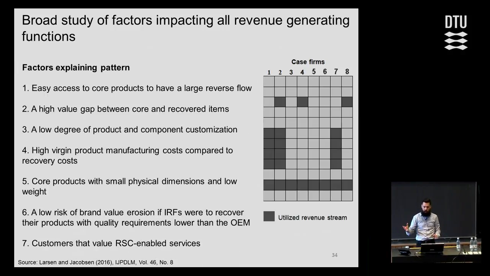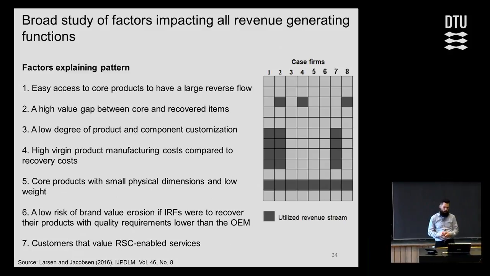I did a whole lot of interviews with these firms, and through this process we find out what the factors explaining this pattern are. These 7 factors are the characteristics of the firm that is most likely to utilize some of these 12 revenue streams. The firm has easy access to core products and a large reverse flow, and a high value gap between core and recovered products, which means that they pay a very little price for reacquiring a core product, and the value after recovery is pretty high. They have a low degree of product and component customization, because it's difficult to sell a product that's customized for one customer, then recover it and resell it to a different customer.